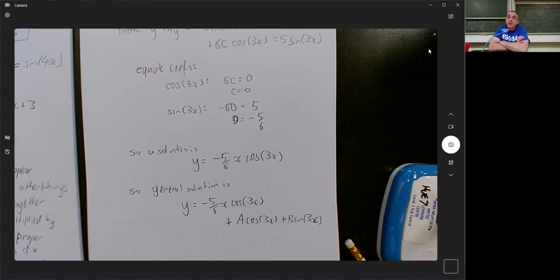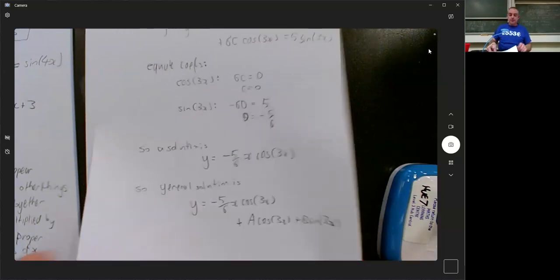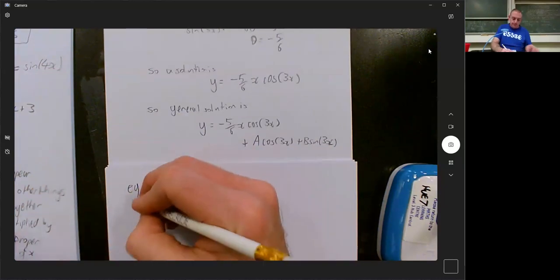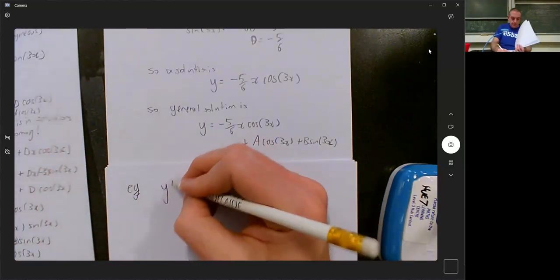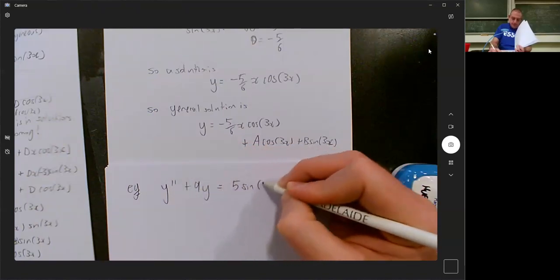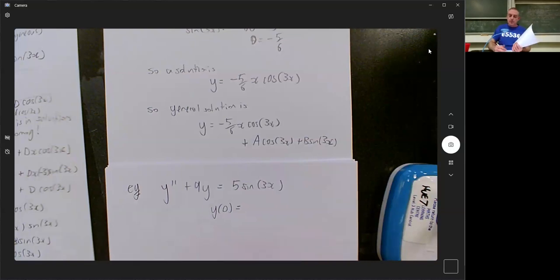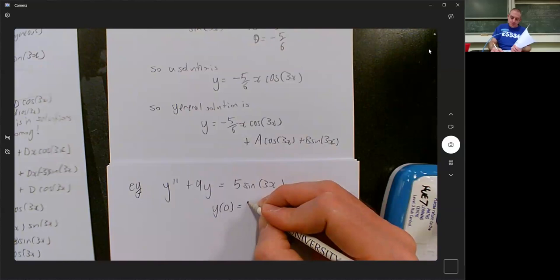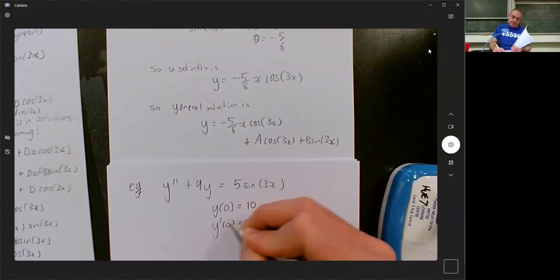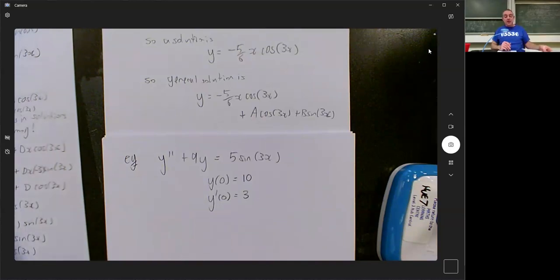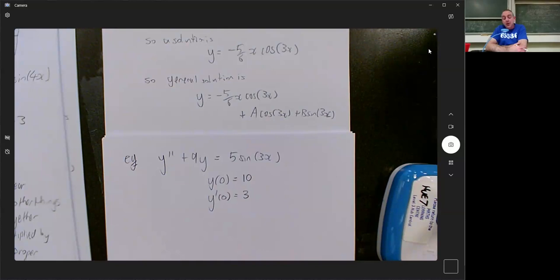I'm going to do one final bit of this question. What if the original question hadn't just been y double dash plus 9y is equal to 5 sine of 3x, but also had the conditions that y of 0 had to be 10 and y dashed of 0 had to be 3? What if?